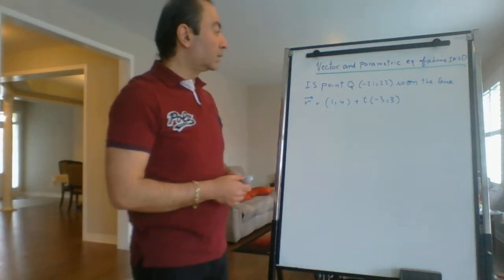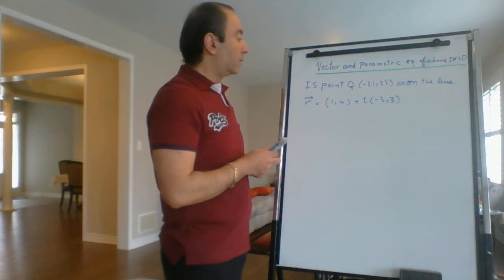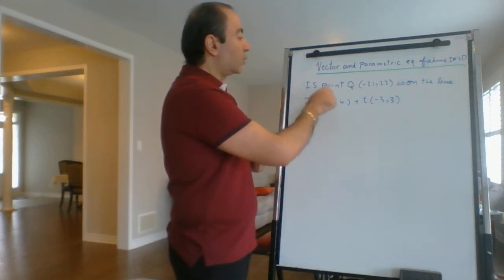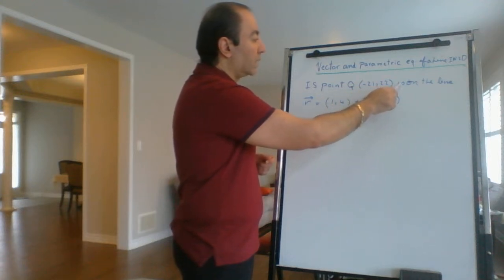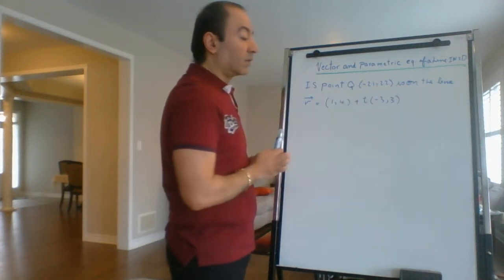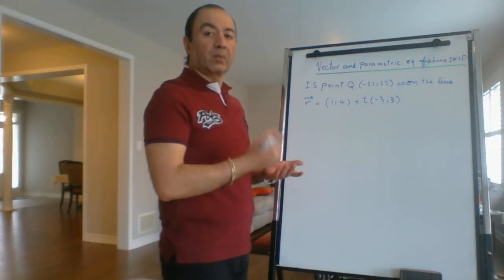Okay, we will continue. This is one of the classic questions. The question says, is point Q, which has coordinates of negative 21 and 22, on the line, and they give us the vector equation of the line. I like to think backward.